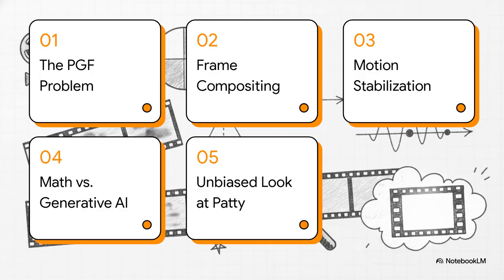Here is our roadmap for today's explainer. First, we'll look at the Patterson-Gimlin film problem. Second, multi-sample frame compositing. Third, algorithmic motion stabilization. Fourth, real math versus generative AI. And finally, we'll get an unbiased look at Patty.